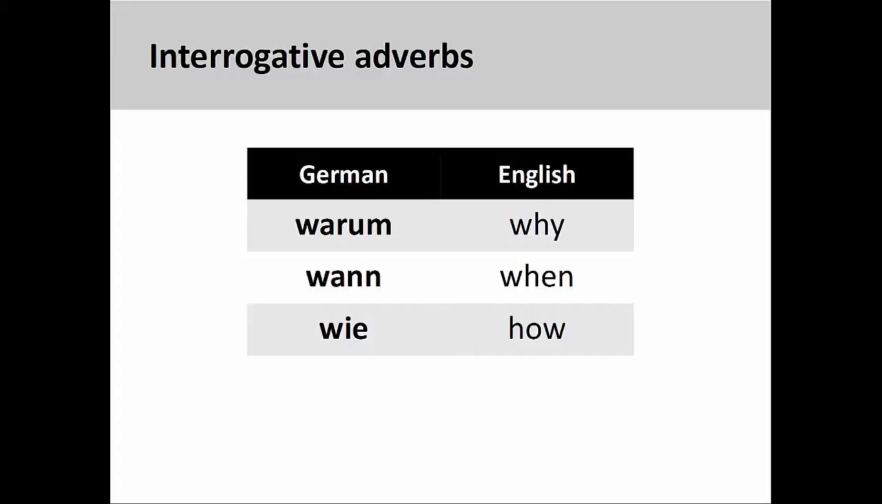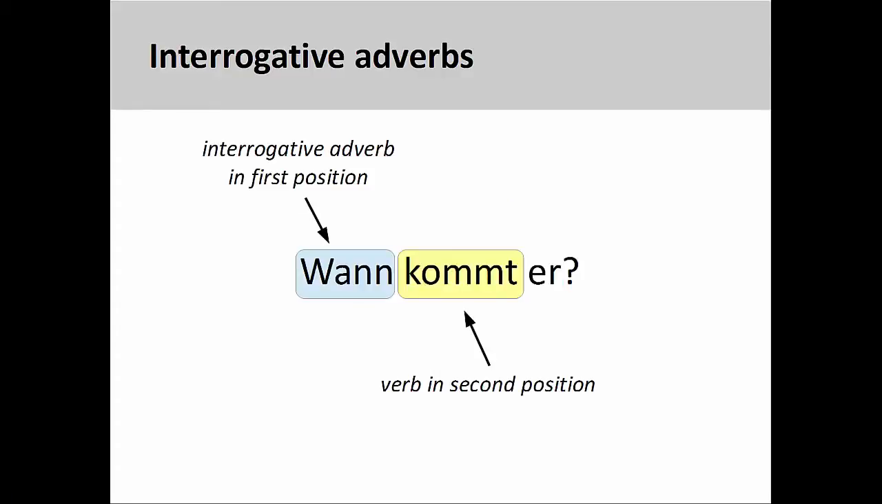Interrogative adverbs differ from interrogative pronouns in that they ask questions about the activity of a noun, the reasoning why an activity is performed, when it was performed, and the manner in which it was performed. Some interrogative adverbs are warum, why, wann, when, and wie, how. In the sentence you see on the screen, wann kommt er? When is he coming? The interrogative adverb wann inquires about the time when an activity will be performed by the subject of the sentence.